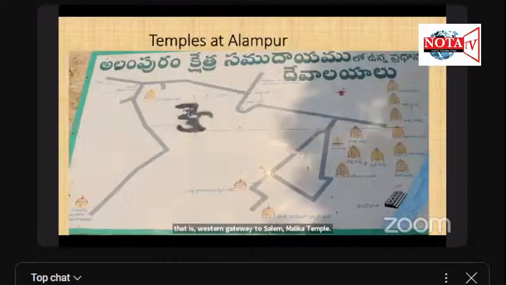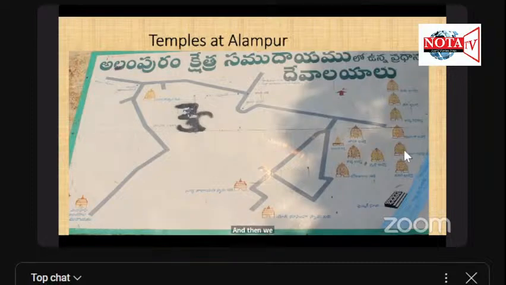These are the various temples found at Jogulamba Alampur. It is one of the most important Shaktipitas of all the Ashtadasa Shaktipitas. Alampur is a very important one. Here you have the Jogulamba temple, and then we have the nine temples, which are called the Navabrahma group of temples.